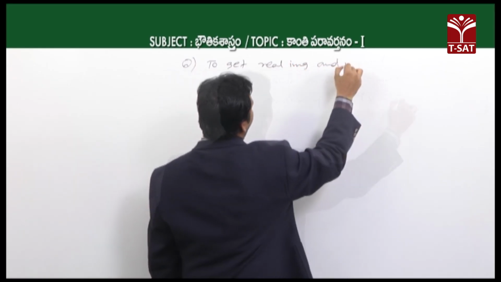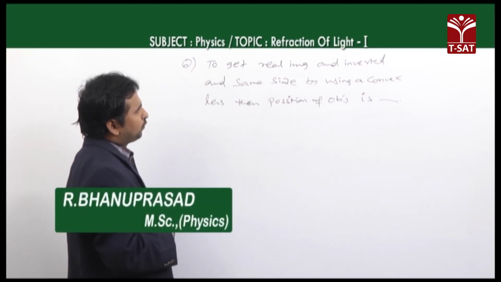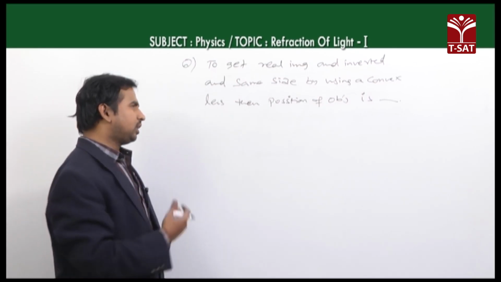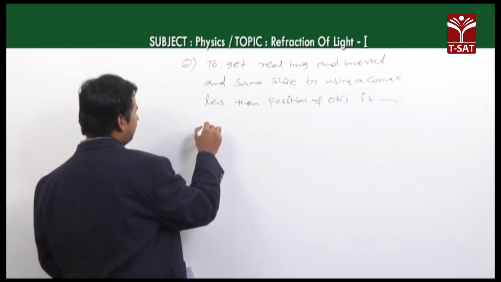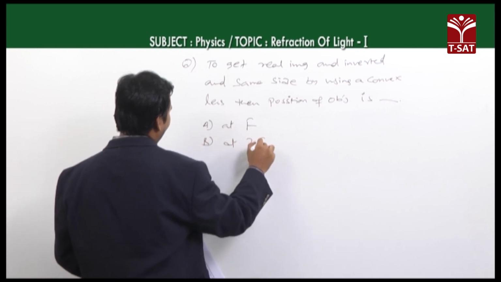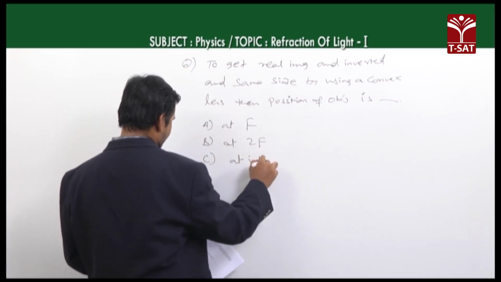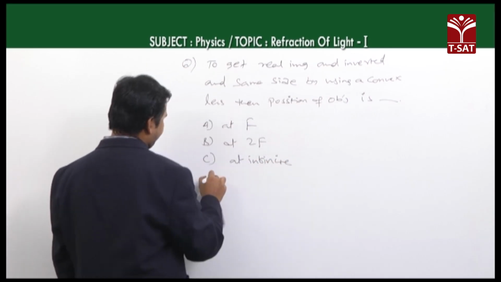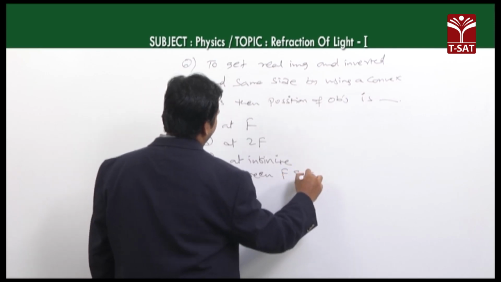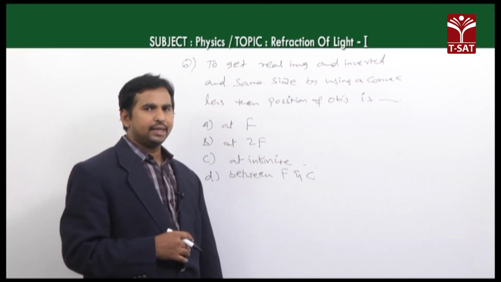and inverted, see the question there: to get a real and inverted image of the same size by using a convex lens, where to place the object? The given options are: option A at focus, B at 2f, twice the focal length, C at infinity, and D between f and c. These are the given options: at f, at 2f, at infinity, between f and c.